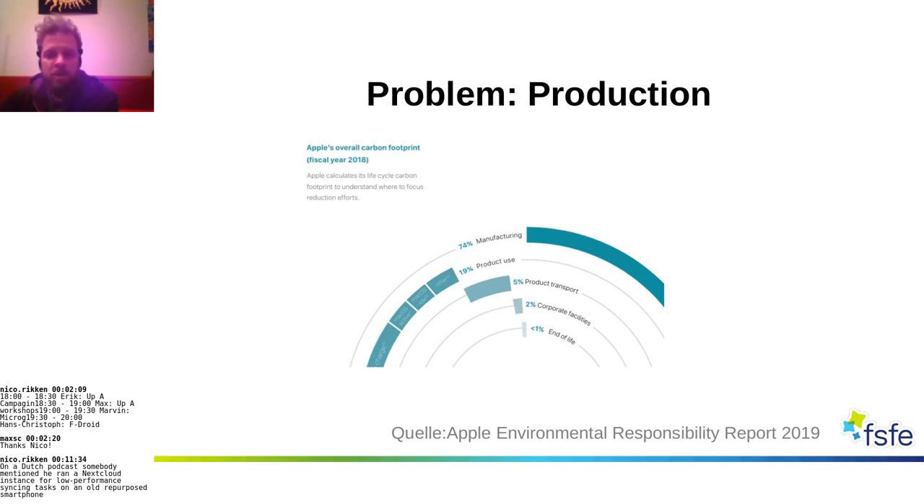One of the problems is the production of phones in this case. Here's an Apple carbon footprint report that is not Android, of course, but it should be very similar and is transparent. It shows that basically 80% of the whole carbon footprint of an Apple phone happens in the production and in the worldwide transportation, and less than 20% in the actual use of the product. So if we want to do something for the environment, we should reduce the production.